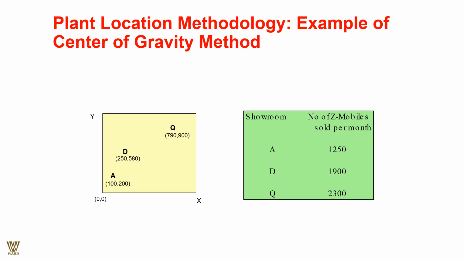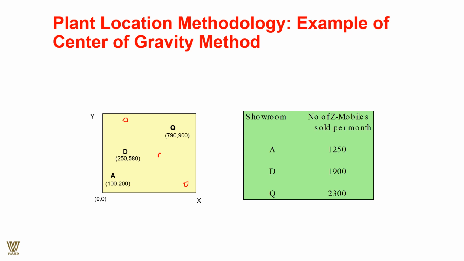Now, if you look into it, a simple pictorial representation is mentioned here. For A, it is 100 and 200, X and Y. If you go to the previous thing, D is 250 and 580, and 790 and 80. So where should I have a location? Can we have the facility here? Should we have it here, or should we have it here? So that it becomes easier and the cost of transportation becomes the cheapest.